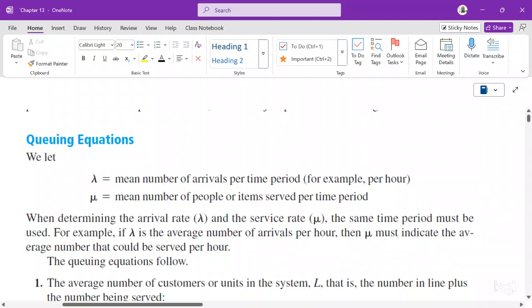Now, this is queuing theory, ne? Even though it doesn't have "theory" in the name, it's queuing theory. So when determining the arrival rate and the service rate, the same time period must be used. The same time period, meaning what? They are referring to the SI unit. The same SI unit applies.